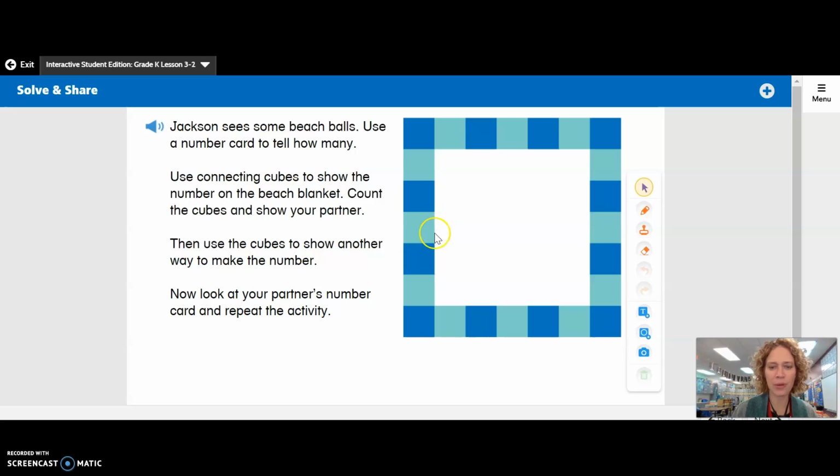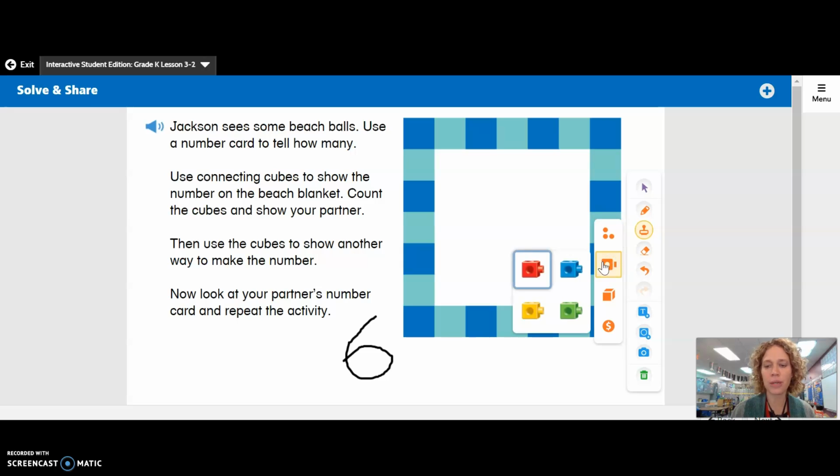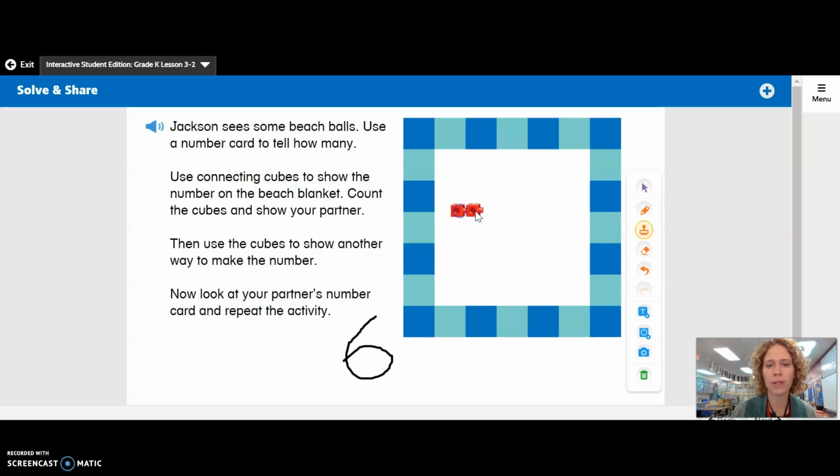All right, so what I'm going to do is make the number 6 here. All right, there's my 6. What I want to do is show different ways to make 6. First I'm going to use cubes. I'm going to pretend they're beach balls. Okay, so I'm going to do 1, count with me, 2, 3, 4, 5, 6. Okay, I have 6 beach balls in a row, don't I? Here's the number 6. There's 6 beach balls. Now, what's another way to show 6?